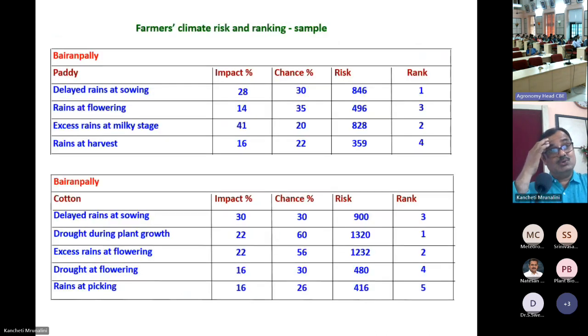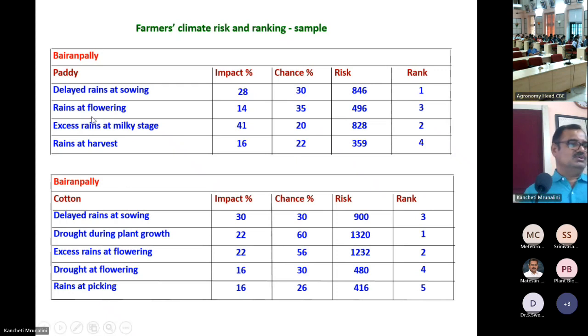And again, how to identify the risk? Farmers, sometimes they know, but they may not be in a position to express. They may not think that it is a risk. So for that, we have conducted interviews in different low rainfall regions and high rainfall regions. Here I am showing one of the central Telangana regions for paddy and cotton. In one of the villages, by gathering the farmers, we did individual and focused group discussions.